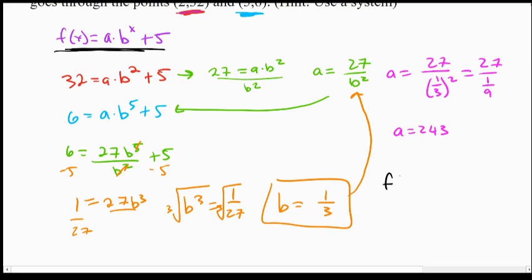So final function f of x equals 243 times 1/3 to the power of x plus 5, and that's my final equation.